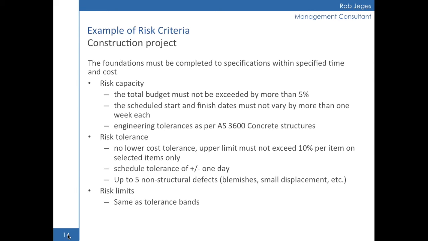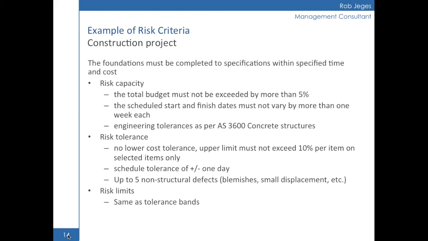And we may have a schedule tolerance of plus minus 1 day. So for the whole, the capacity is a week, but as a tolerance, we wouldn't like more than 1 day variance. And in this case, we could specify risk limits in the same way as the tolerances. So if we exceed 1 day on schedule, then the alarm should start ringing and management action or intervention is required. We are within capacity, but we have already set things in motion. So we can see the elements of risk appetite sitting quite nicely within risk criteria.